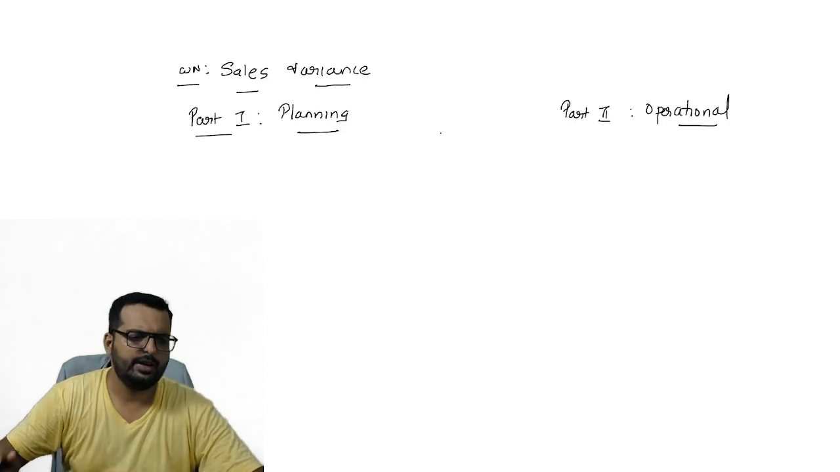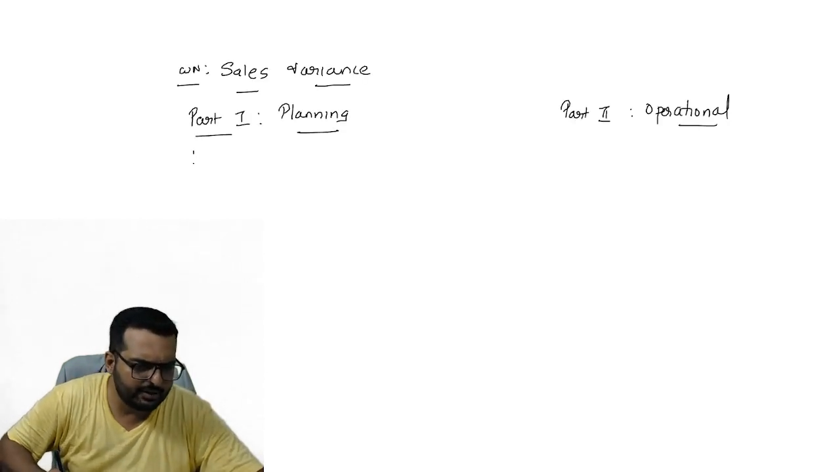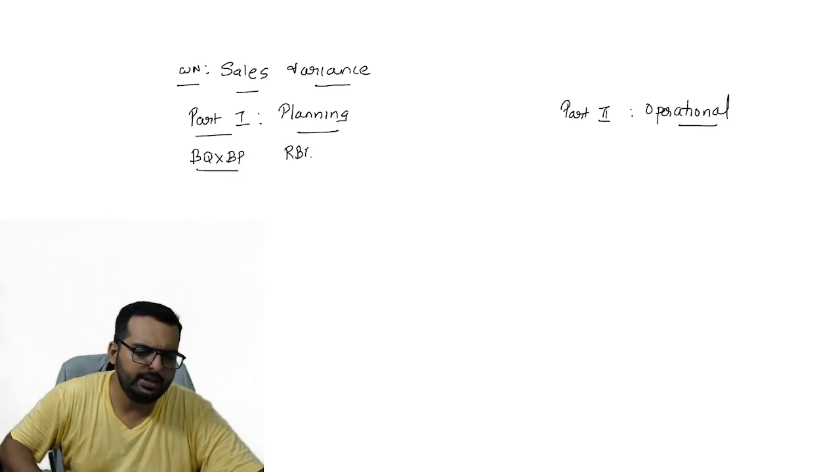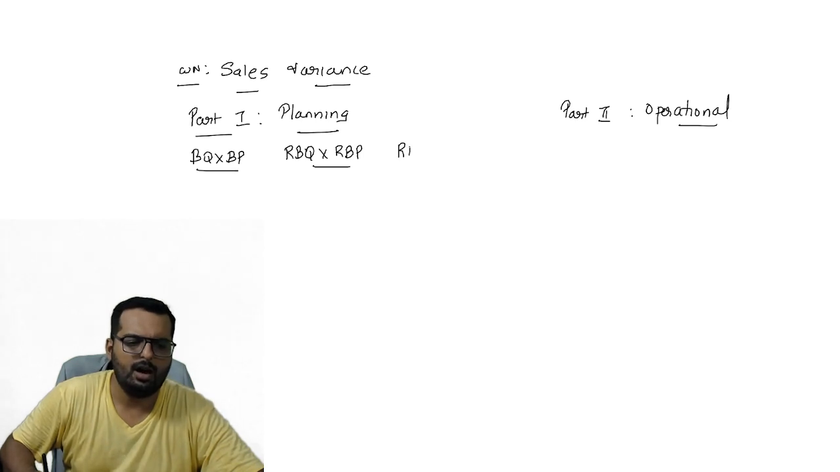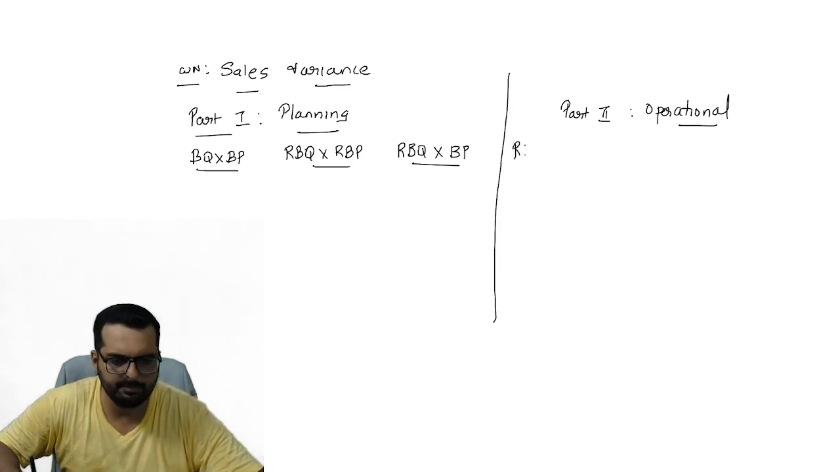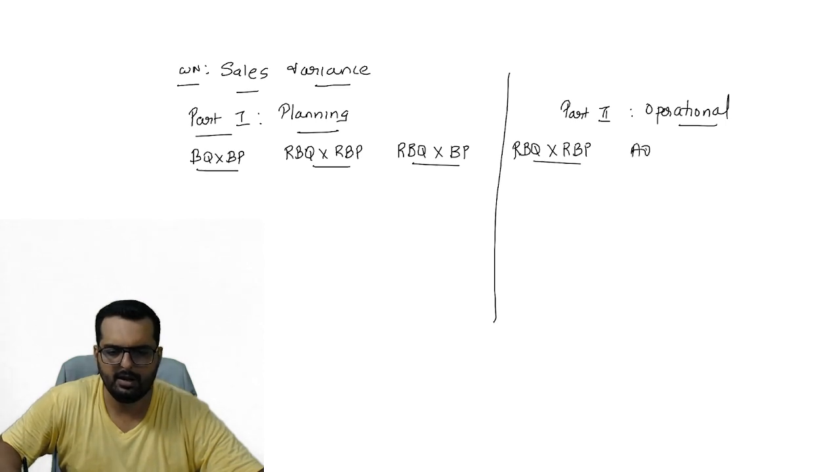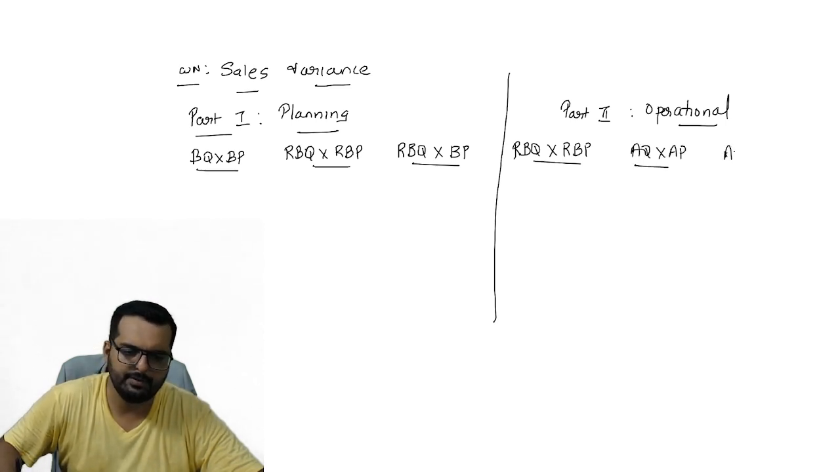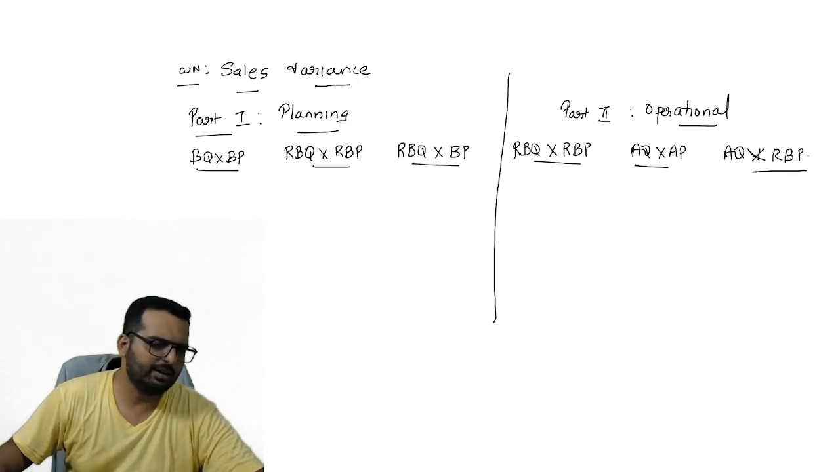Got it? All right. So when you do planning variance, the first table will be BQ into BP, RBQ into RBP, RBQ into BP. And when you do the operational variance, it will be RBQ into RBP, AQ into AP, AQ into RBP. Can you do this on your own now and tell me the answers?